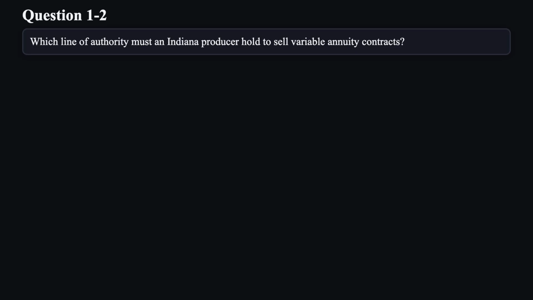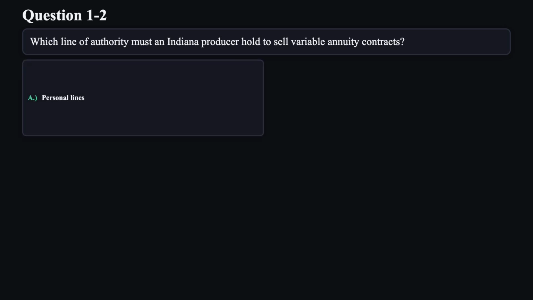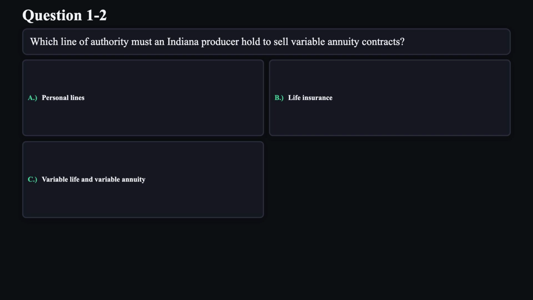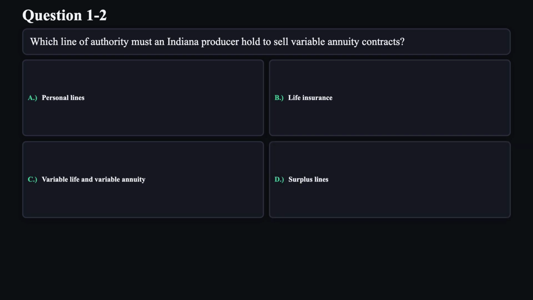Question 2. Which line of authority must an Indiana producer hold to sell variable annuity contracts? A. Personal lines. B. Life insurance. C. Variable life and variable annuity. D. Surplus lines.